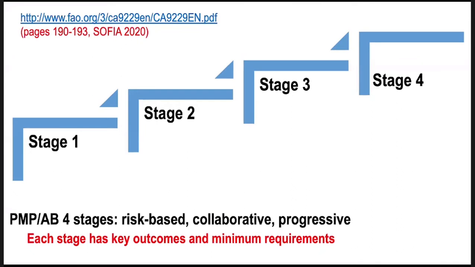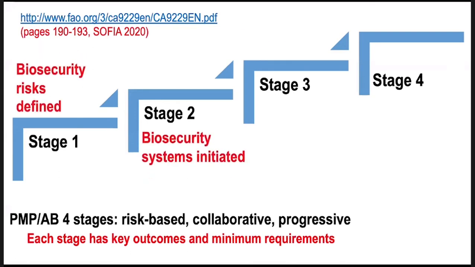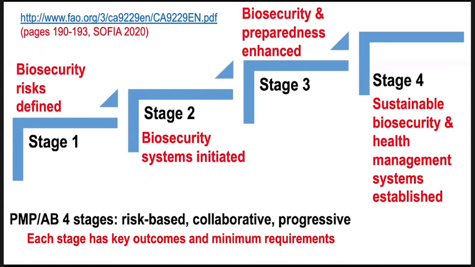So the PMP has 4 stages, which are risk-based, collaborative, and progressive. Each stage has its own key outcomes and minimum requirements to progress to the next stage. I'll just very briefly go over the 4 stages here. The first stage is that biosecurity risks are defined. In the second stage, the biosecurity systems are initiated. In the third stage, biosecurity and preparedness are enhanced. And by the final stage, stage 4, sustainable biosecurity and health management systems are established in the country.